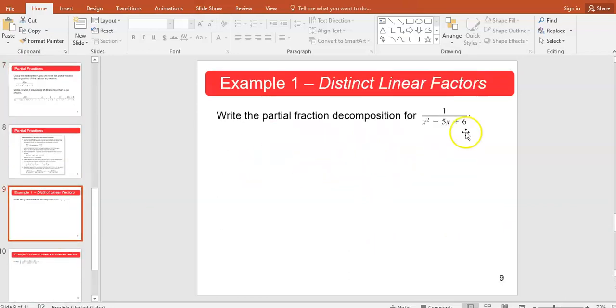I know this one's only to decompose the fraction. I'm going to modify it a little bit. I'm going to do the integral of 1 over x squared minus 5x plus 6. I'm going to do the integral so you guys can see what it looks like.